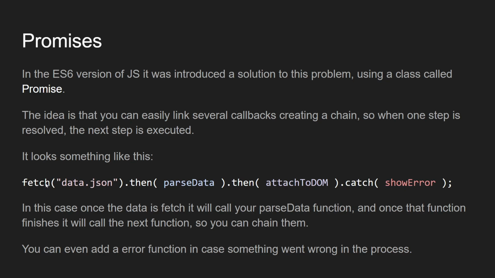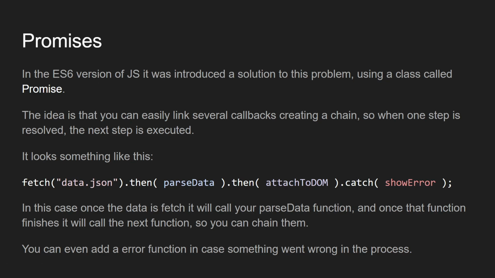Okay, so this is a beauty. When you read this, it's nicer to read because it's more linear. You can know that this action goes first, then this action, then this action, and if any of these actions has an error, it's going to call this action here. Parse data, attach to DOM, or show error are functions, are callbacks. So this is more or less the basic idea, that we have a way to control the flow of the execution. Cool. So this is what they wanted to do.